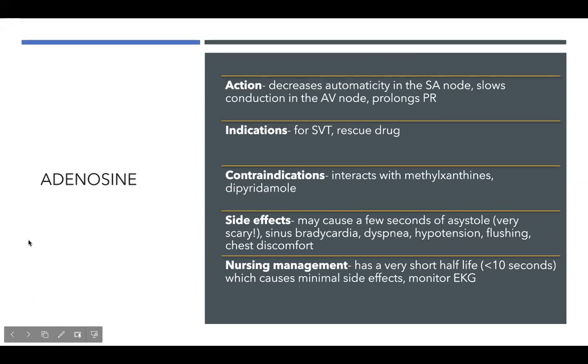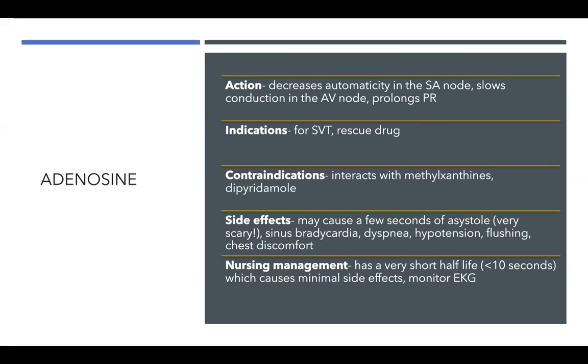So adenosine, if you have Miss Amy for your instructor, you will know that adenosine is her favorite drug. So the action is to decrease the automaticity in the SA node and slow the conduction in the AV node to prolong the PR interval. So the indication is SVT, and it's used as the rescue drug.